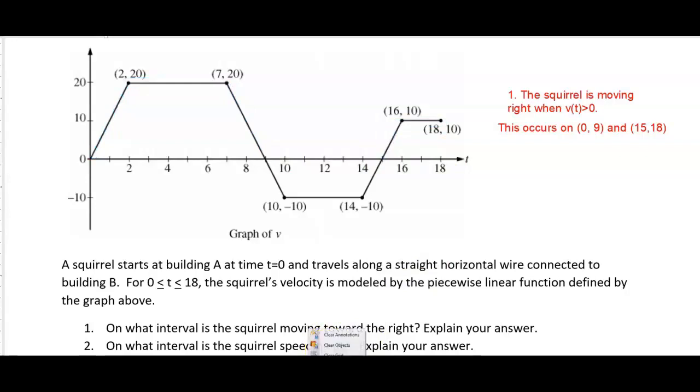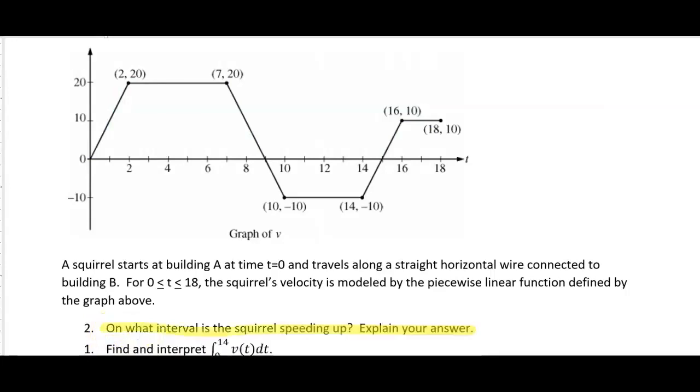Let's go ahead and take a look at number 2. On what interval is the squirrel speeding up? Explain your answer. So as we've mentioned a few times in this unit, a moving object, or I guess in this case animal, is speeding up anytime its acceleration and its velocity are either both positive or both negative. In other words, they have the same sign.